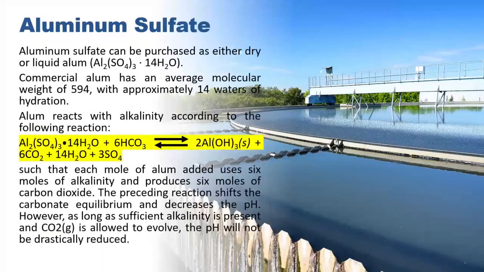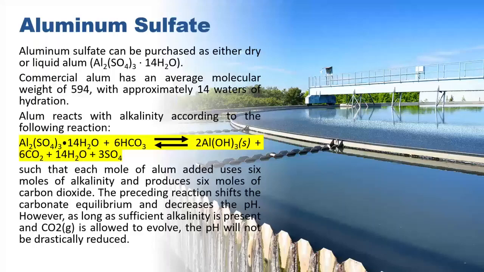So first, let us discuss the aluminum sulfate. Aluminum sulfate can be purchased as either dry or liquid alum. So this aluminum sulfate is the commonly used alum in industries. Commercial alum has an average molecular weight of 594 with approximately 14 waters of hydration. Alum reacts with alkalinity according to the following reaction, such that each mole of alum added uses 6 moles of alkalinity, which is the hydrogen carbonate, and produces 6 moles of carbon dioxide.